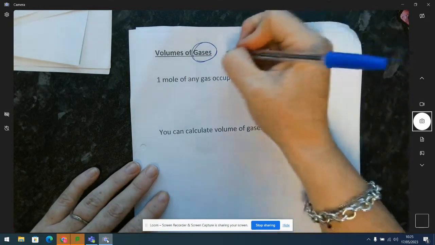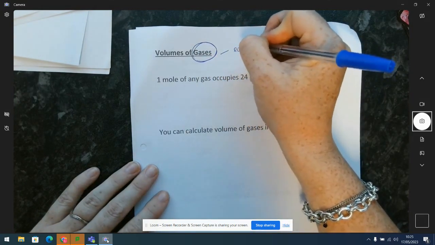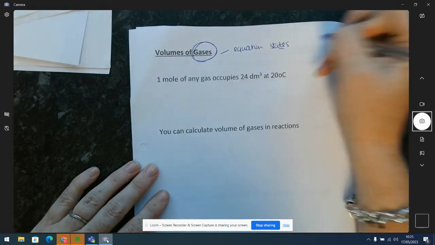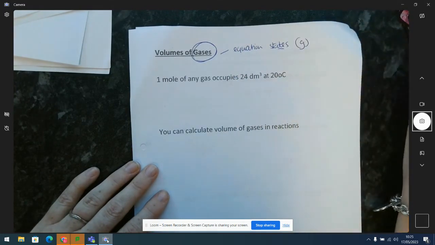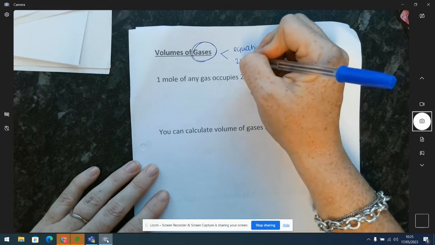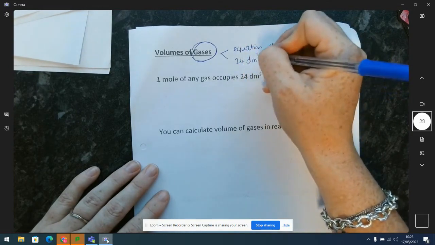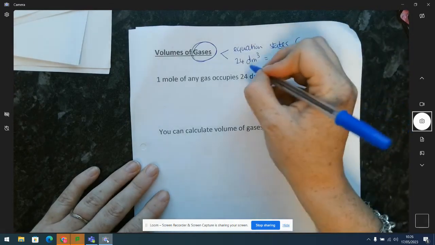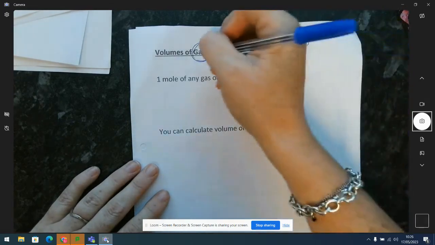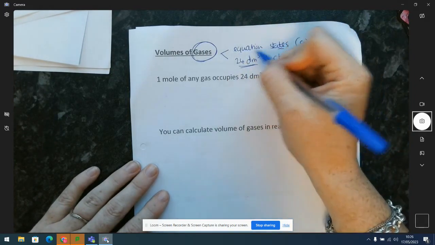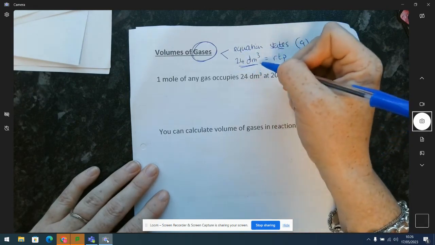from the question? Well, you might know it from the equation, because they'll give you the states of the substances, which you know if it's a gas, it should be G. Or the hint is normally they give you the number 24 decimeters cubed at room temperature and pressure, because that's the hint that this is to do with the calculation that comes from looking at gases and solutions. So why do we have this number in the first place, which is 24 decimeters cubed?